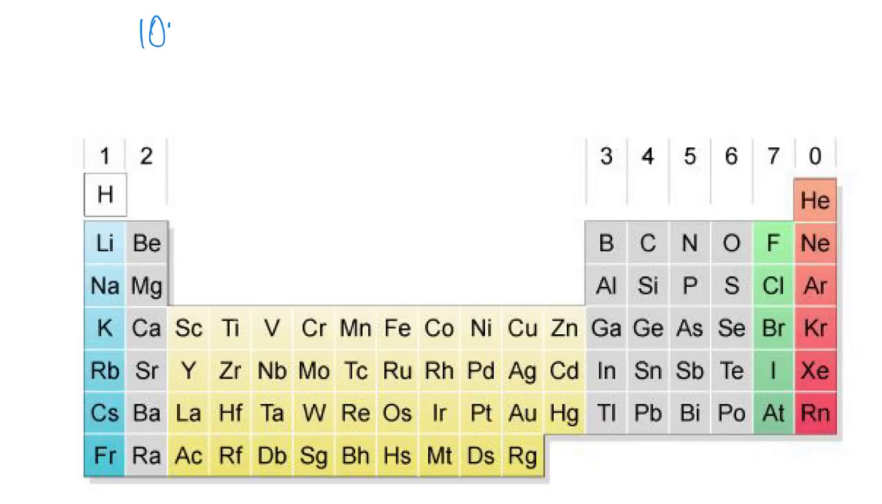Well, an ion is simply an atom that has a charge. And that charge can be either overall positive or overall negative.